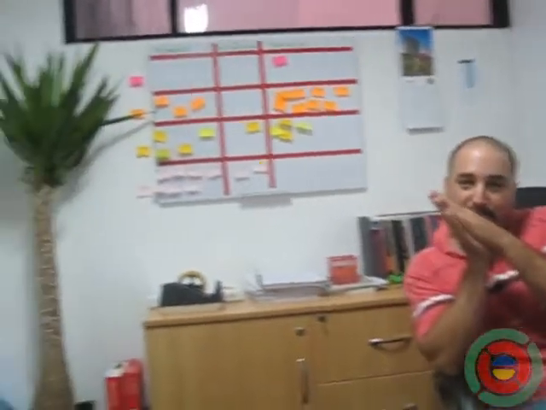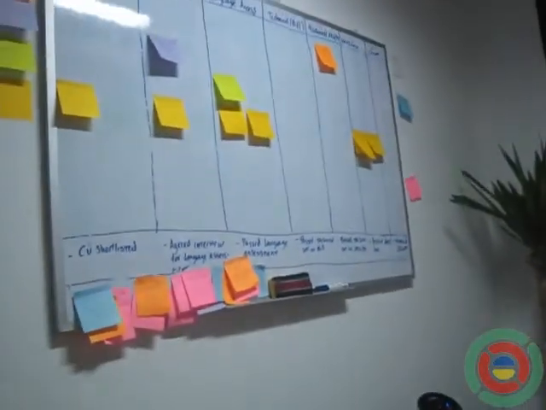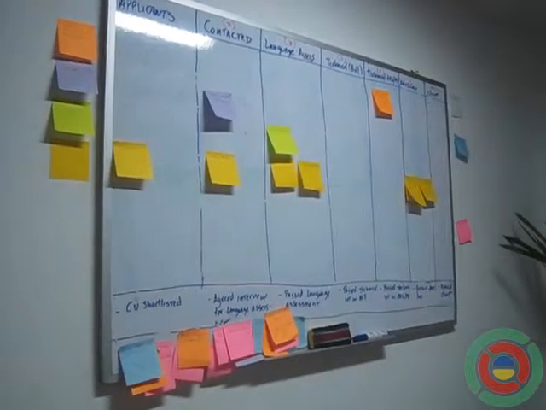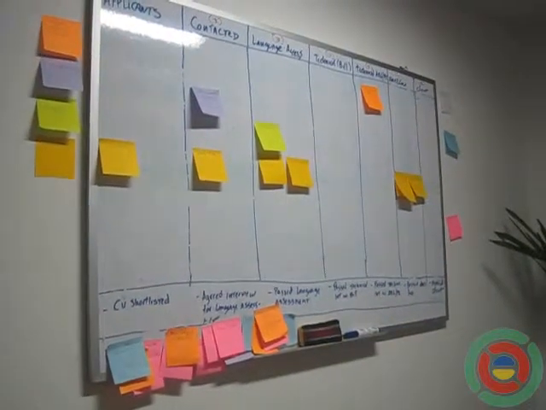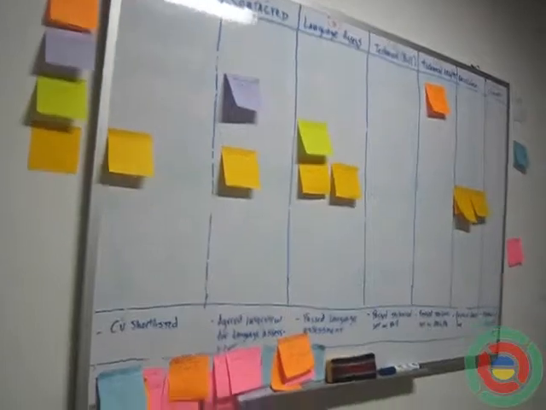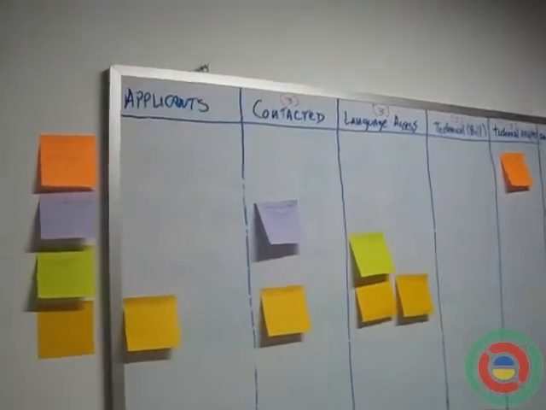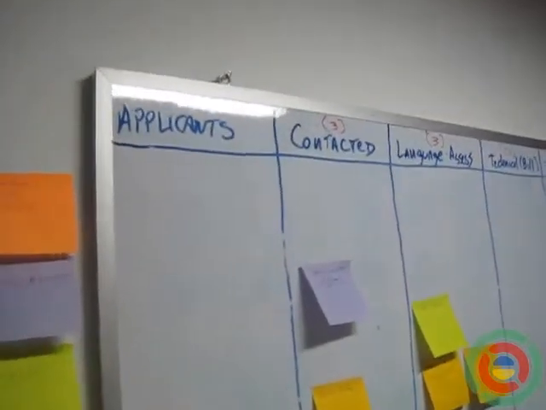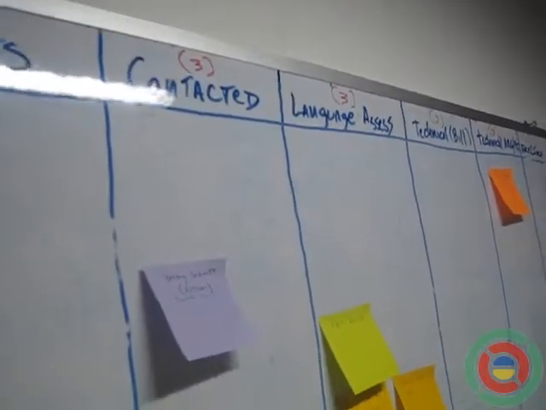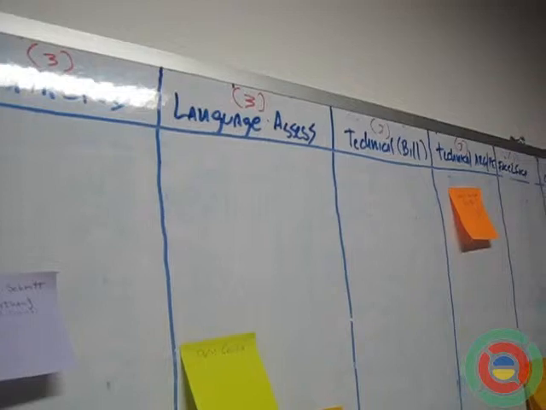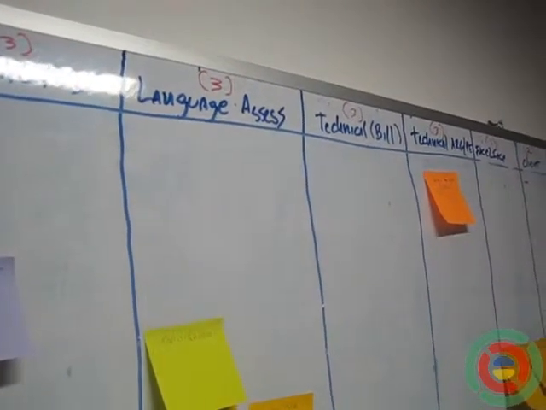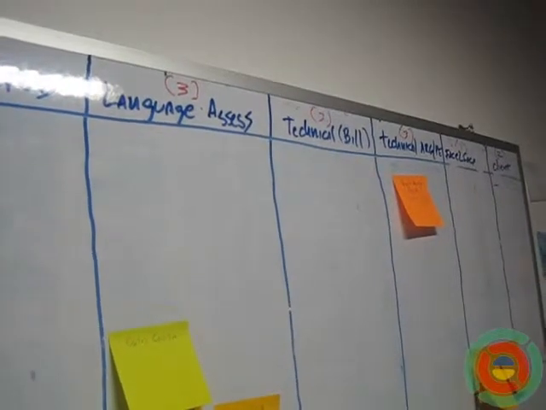For example, this is a Kanban board for the HR process I have in the company, right? On the first column, you see applicants, you know? In the second column, you see contacted, right? What policy is making me move a candidate from contacted to the next step, which is language assessment? Well, I will need to agree the interview for a language assessment to consider that candidate available for the language assessment, you know?